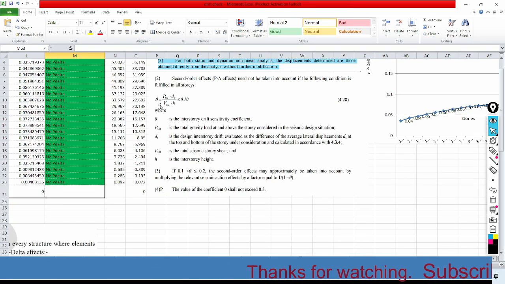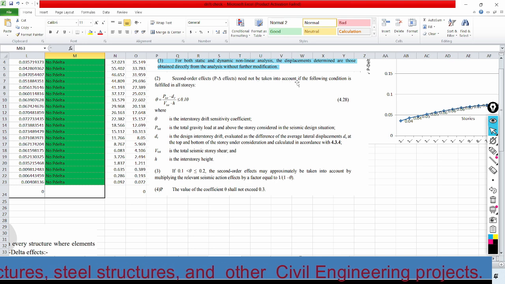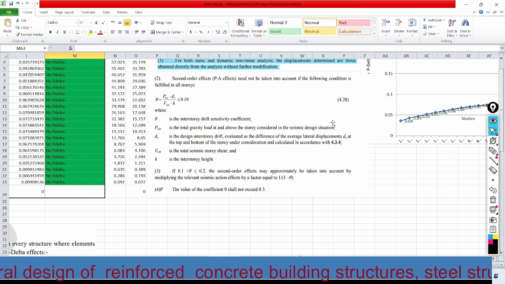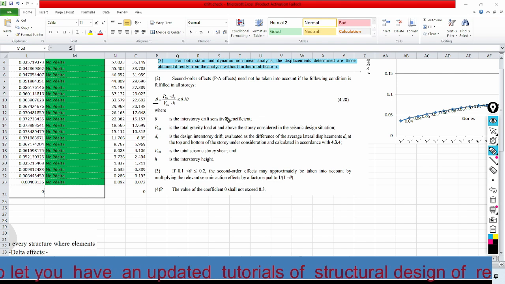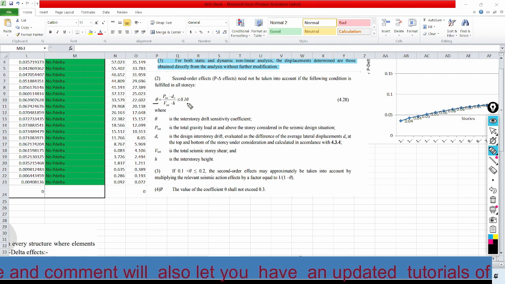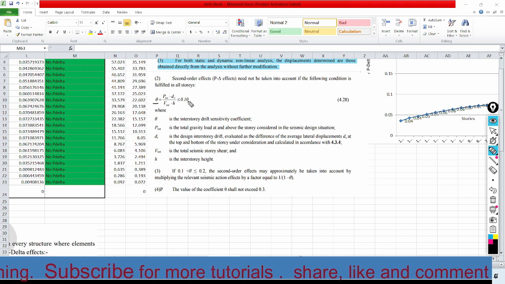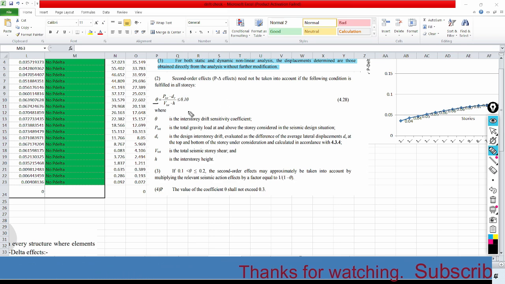there is a formula which is used to calculate the P delta. So second order effect, that means P delta effect need not be taken into account if the following condition is fulfilled. That means if theta is less than 0.1, no need of considering the effect of P delta. If it exceeds 0.1 and is less than 0.2, we need to consider the effect of P delta.